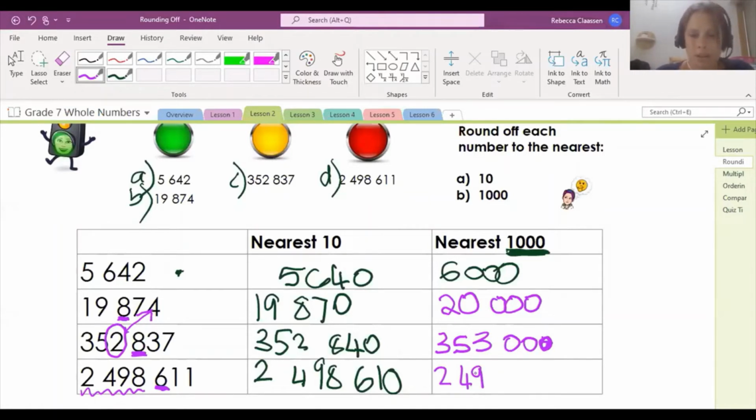Yeah. Okay. Now, because my 6 tells me that my 1,000 must go up, this 1,000 is going to go up to 9. Okay, so I'm going to have another 9 there, and I'm going to have 3 zeros on the end because it's thousands. So I've got 2,499,000. So 2,499,000.